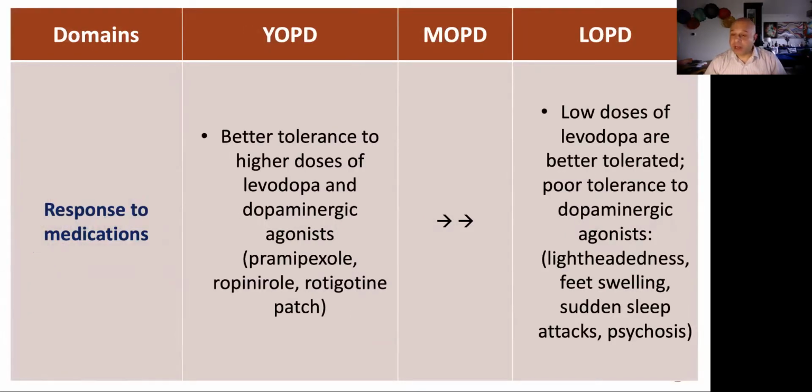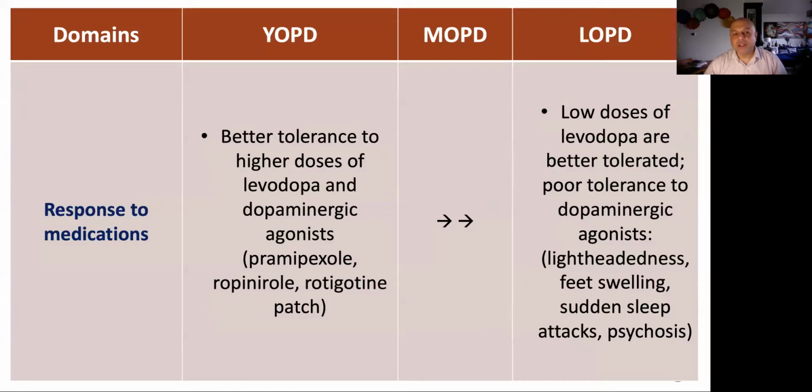What about response to medications? Again, very important with respect to treatment. Young onset Parkinson's disease folks have a better tolerance to higher doses of levodopa and dopaminergic agonists. Now, I'd like you to remember what dopaminergic agonists are, because this is a special group of medications that act differentially in young onset versus late onset Parkinson's disease. Pramipexole, ropinirole, and the rotigotine patch are 3 very common dopaminergic agonists.